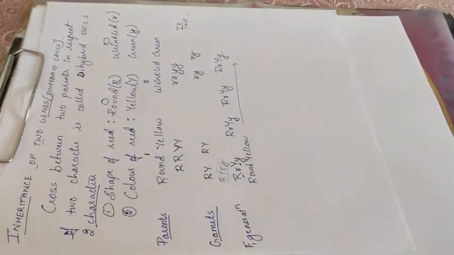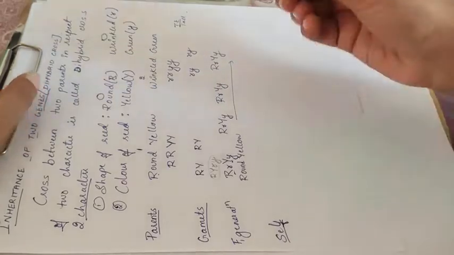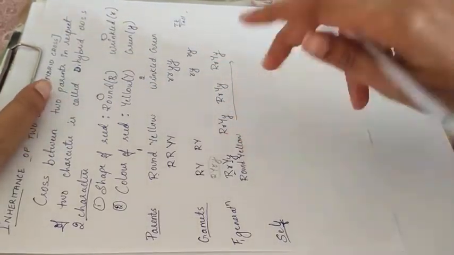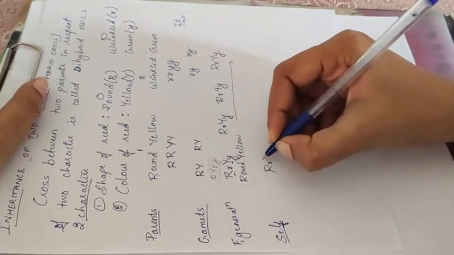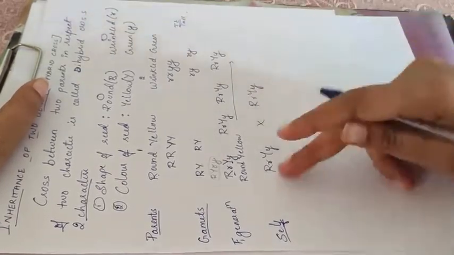But we need the F2 generation. What will happen when we do this self-crossing? Now we have to self-cross. That is, we are going to take any two among these. Select any two. Now these will become our parents.